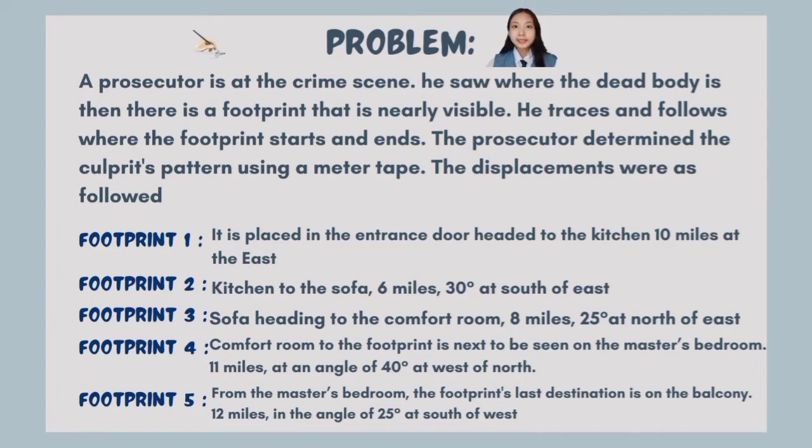Footprint 1, it is placed in the entrance door headed to the kitchen, 10 miles at the east. Footprint 2, kitchen to the sofa, 6 miles 30 degrees south of east. Footprint 3, sofa heading to the comfort room, 8 miles 25 degrees north of east. Footprint 4, comfort room to the next footprint to be seen on master's bedroom, 11 miles at an angle of 40 degrees west of north. Footprint 5, from the master's bedroom, the footprint's last destination is the balcony, 12 miles at an angle of 25 degrees south of west.